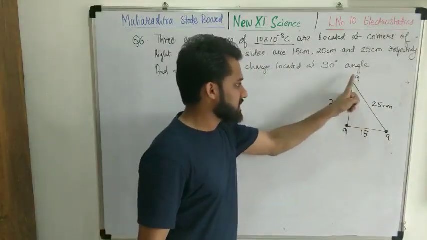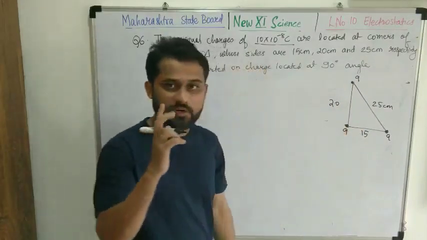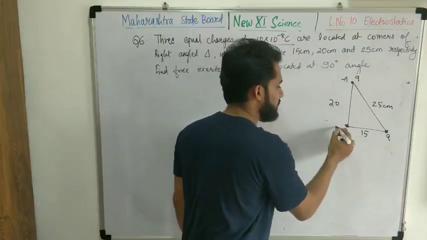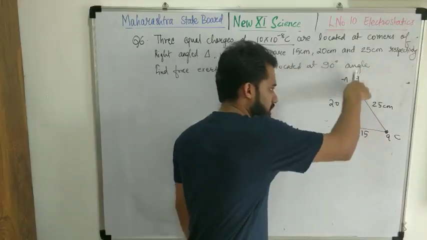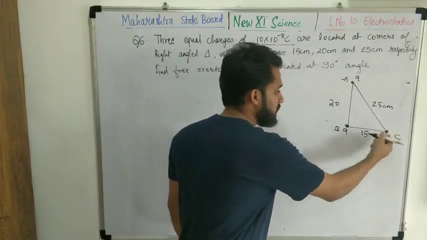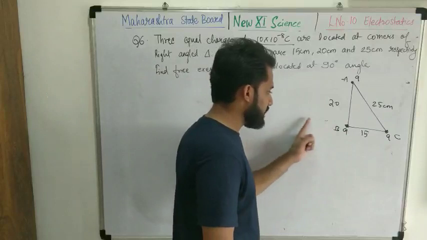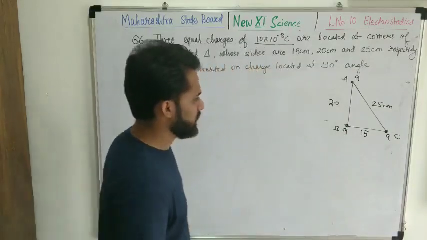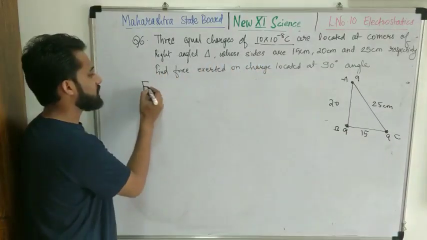Now all the charges are the same. On this charge, two forces are going to act. If I name this triangle ABC, the force on B will be because of A in the downward direction and because of C in the left direction, and we have to find the resultant of these two forces. So let us find the values first, then we will go for the resultant.